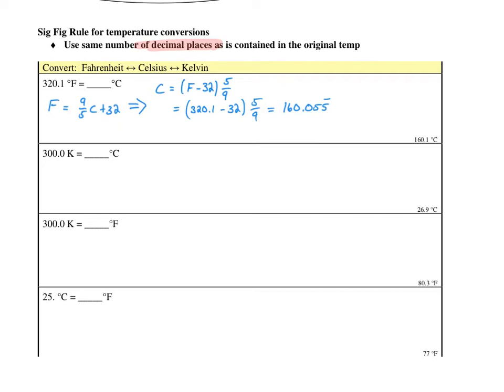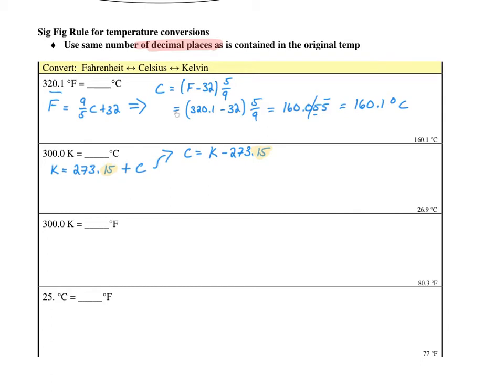So the last step is to worry about the sig figs. Remember, our sig fig rule for temperature conversions is based on decimal places. We want the same number of decimal places as our original temperature, which has 1. So we want 1 decimal place in our final answer. We see the first number to be dropped is 5, so we round up. We add 1 to the preceding decimal column, and our final result is 160.1 degrees C.